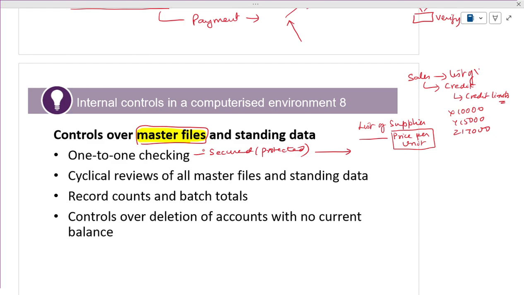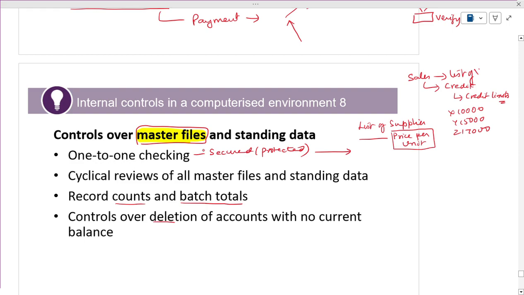All this information will be there in the master file. We have to make sure that these master files have restricted access. As an auditor, you have to verify by whom the master files have been accessed. The log has to be maintained. Record counts and batch totals, rows and columns.